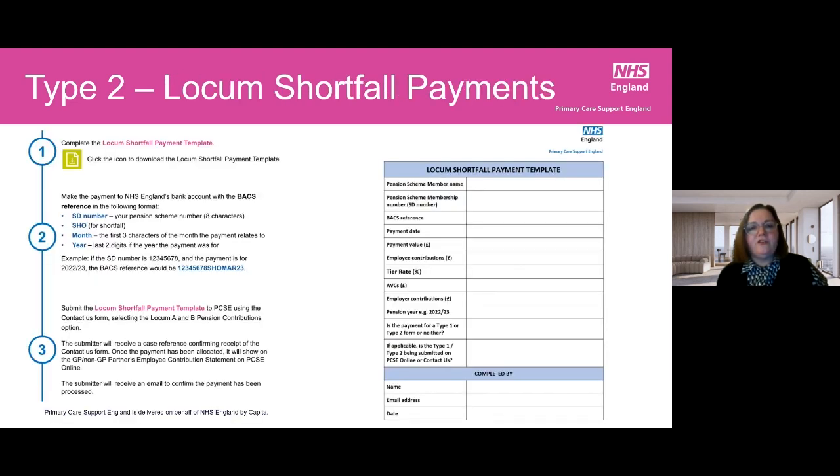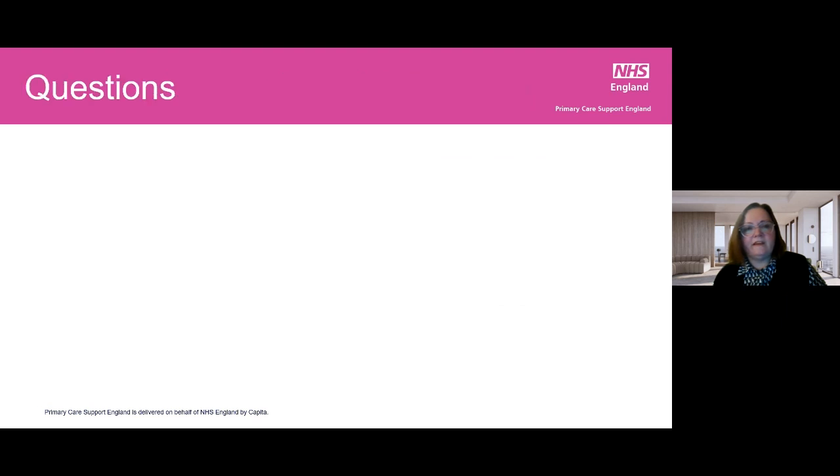Okay, just to mention, if you are a locum GP or have done locum work in the year and you find yourself in that shortfall position, then there is a template. If you look at the Type 2 guide that we'll send you the link to, there's also a link through to a shortfall template and the instructions on how to complete that and how to make your shortfall payments. That speeds the process up, so you're not waiting any longer than necessary to get your end of year form fully reconciled.